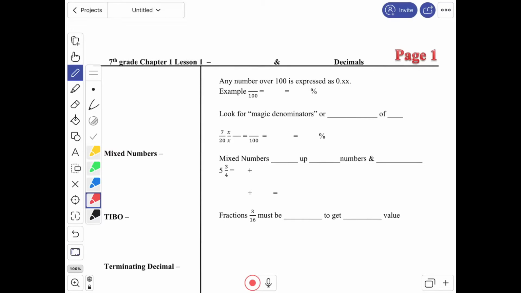Today we're on page 1, 7th grade, Chapter 1, Lesson 1, Terminating and Repeating Decimals.